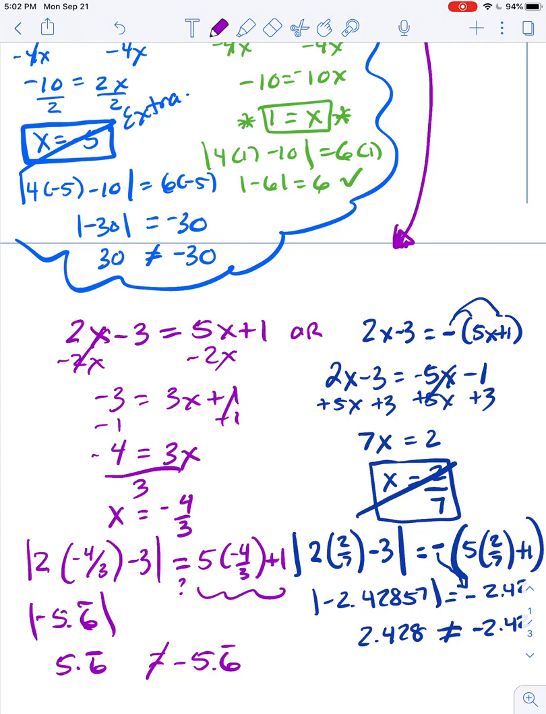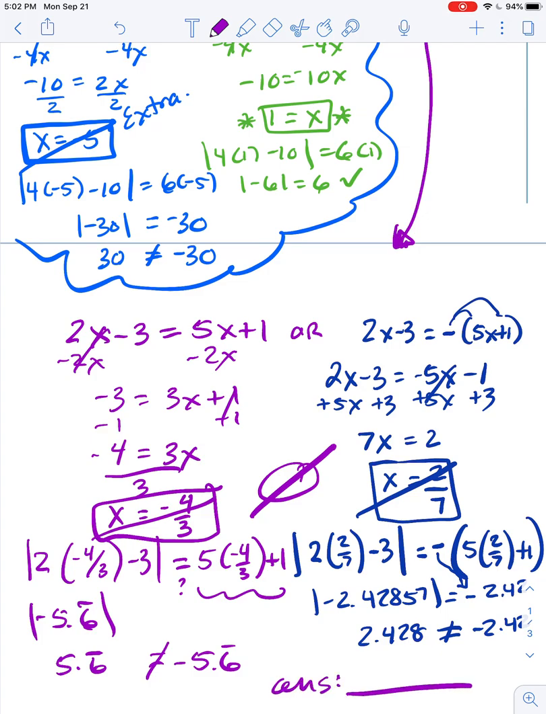Where did my solution go? And so this option is not an option either. And so when neither one of these works, I have to throw down a no solution. So if I'm going to give my final answer on a test or quiz, I'm actually going to say there's no solution because the two possible answers that I got don't actually work in the equation, if that makes sense.